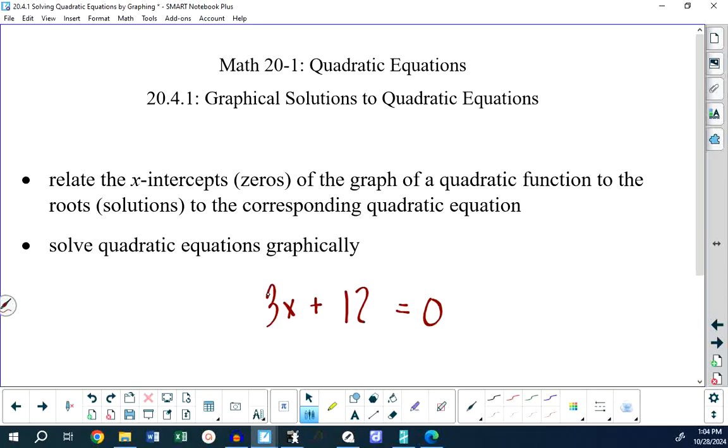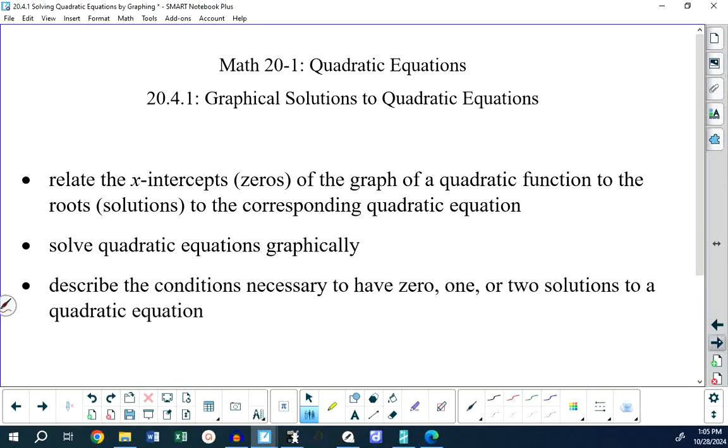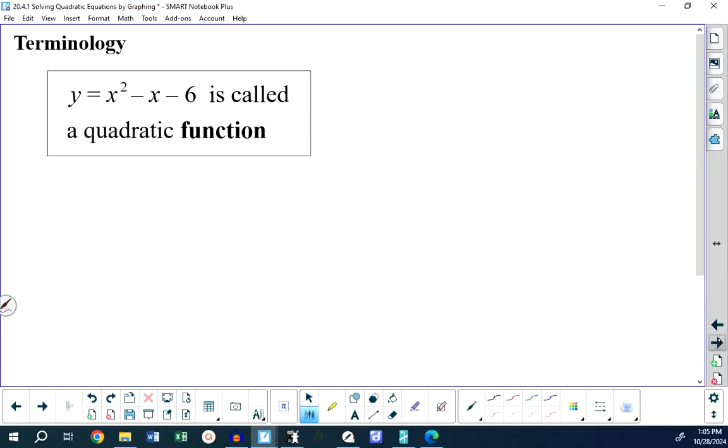The difficulty in understanding what's going on here is this equation doesn't have any y's. So how do we create a function? And that's something we're going to be talking about. And then we're going to be talking about solutions to quadratic equations having either none, one, or two solutions. So to begin with, some terminology.